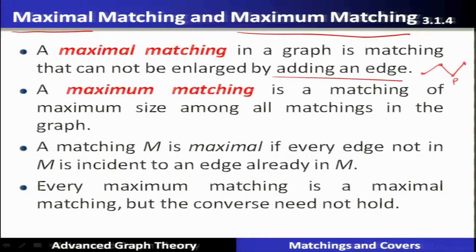This is a P4 graph, and let us say this edge is a matched edge. We cannot extend, we cannot add this edge, nor can we add the other edge. Why? Because as far as the definition of a matching says, the edges should not share endpoints. So obviously there is only one edge in the matching, and the other two edges cannot be added. Hence this example is a maximal matching.